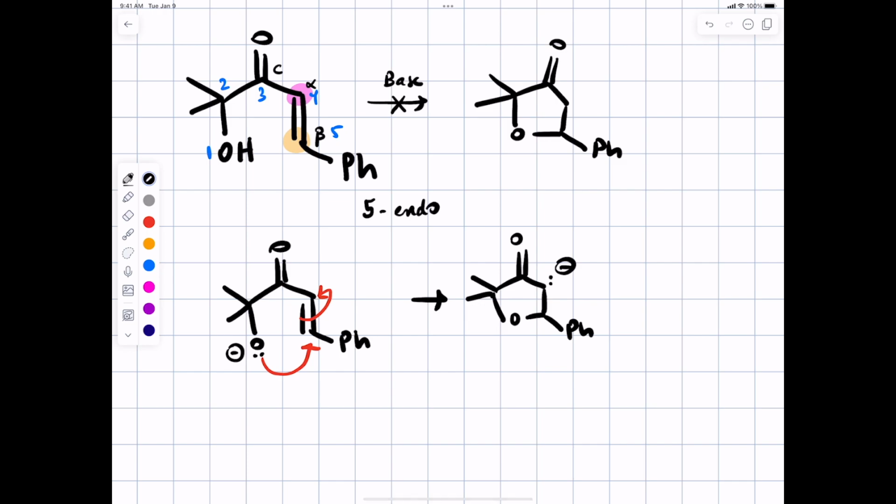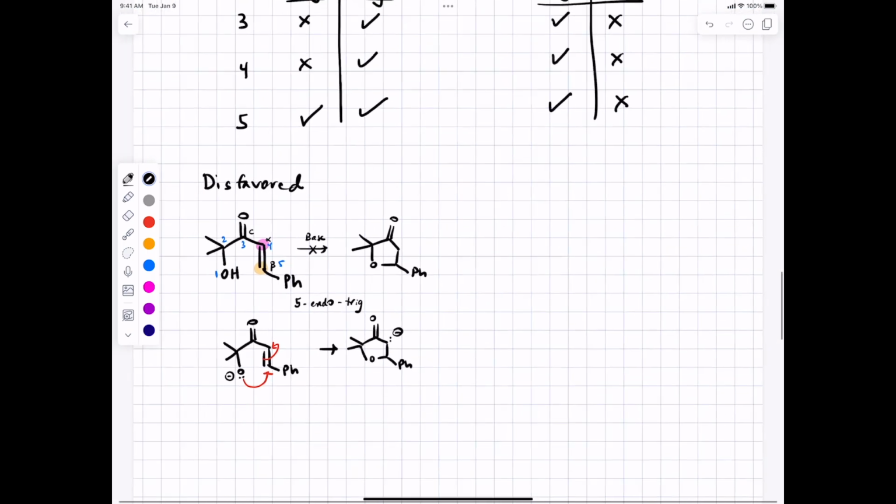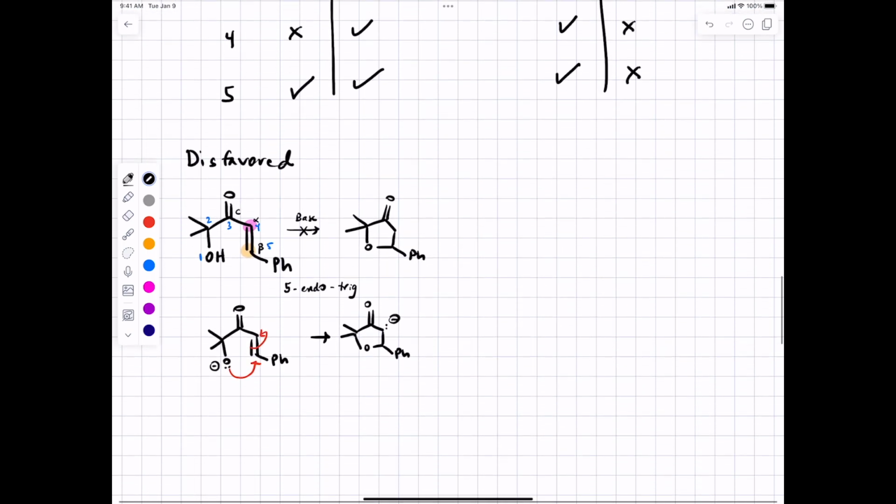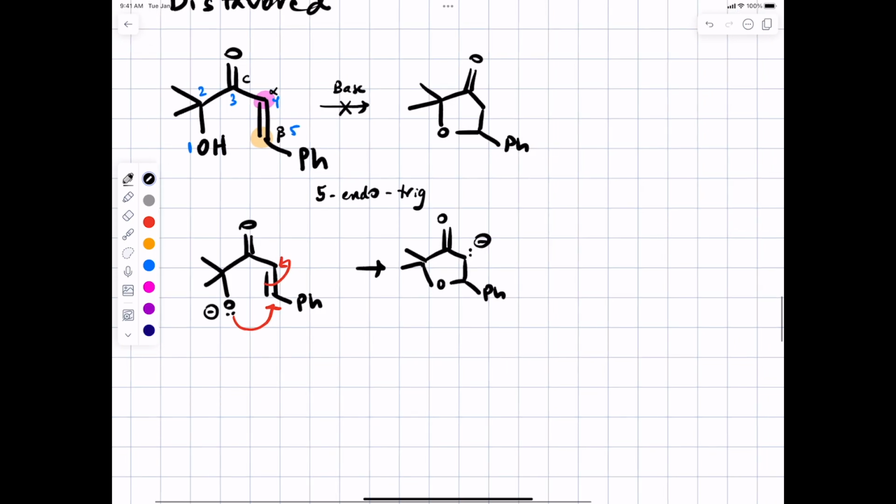By the way, do you notice the Thorpe-Ingold effect? They've got the gem dimethyl group there. They're trying to promote cyclization. Still doesn't work. It's an endo, and the hybridization of the atom that gets attacked is trig. 5-endo trig cyclization, go up to the table, and indeed it doesn't work.